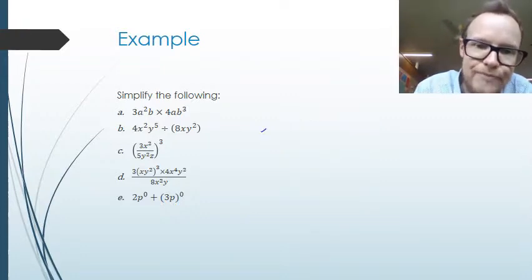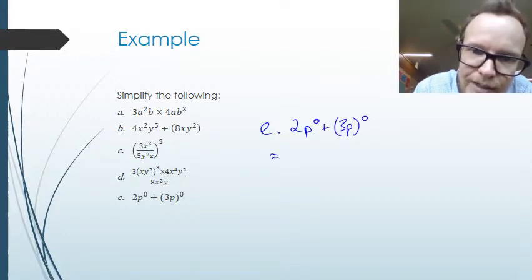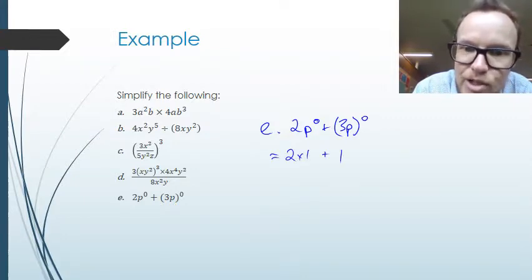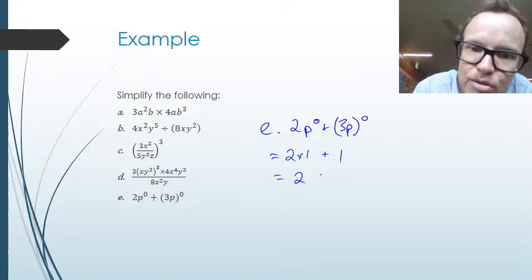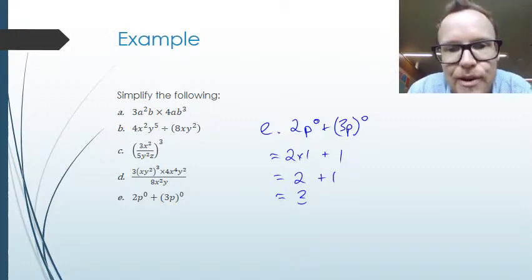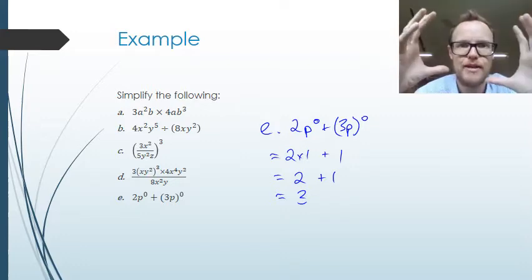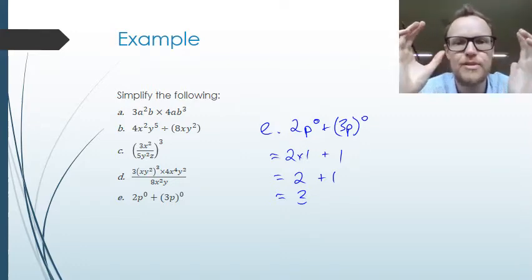Last one, e, 2p to the power of 0 plus 3p all to the power of 0. Anything to the power of 0 is 1, so I can replace anything to the power of 0 with just 1. So I've got 2 plus 1, which is 3. So note that if it's in brackets, that's everything to the power of 0. So that whole thing is 1. That whole part of the expression is 1.